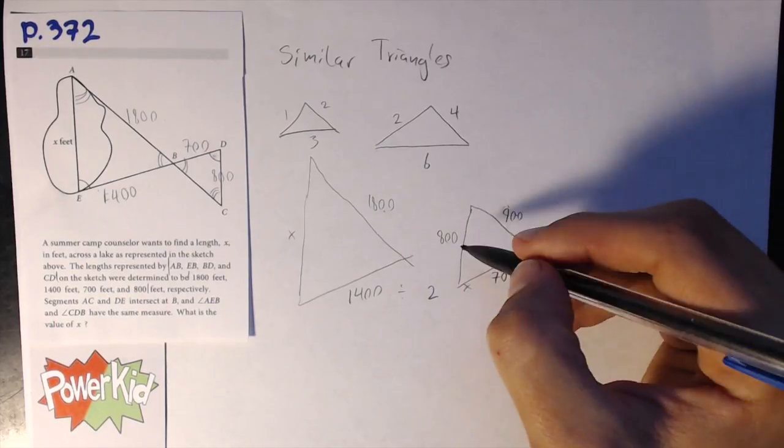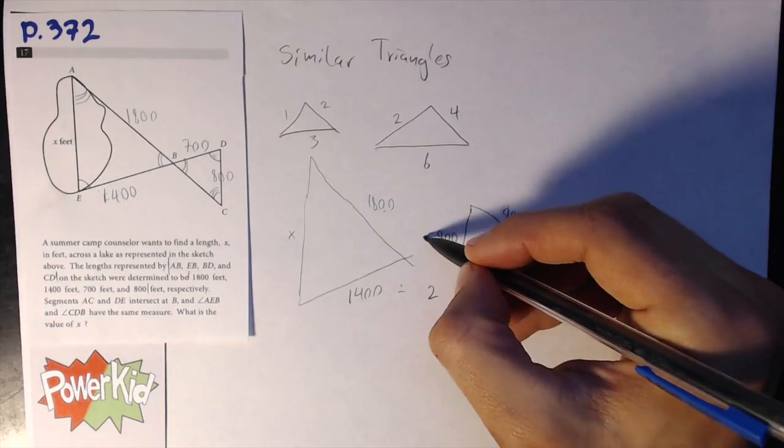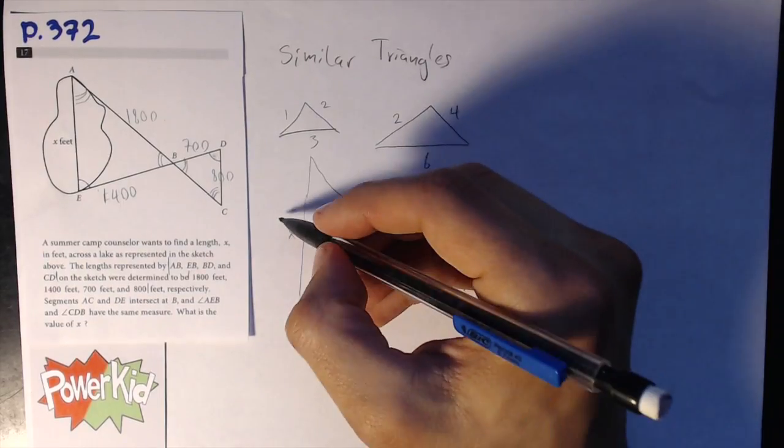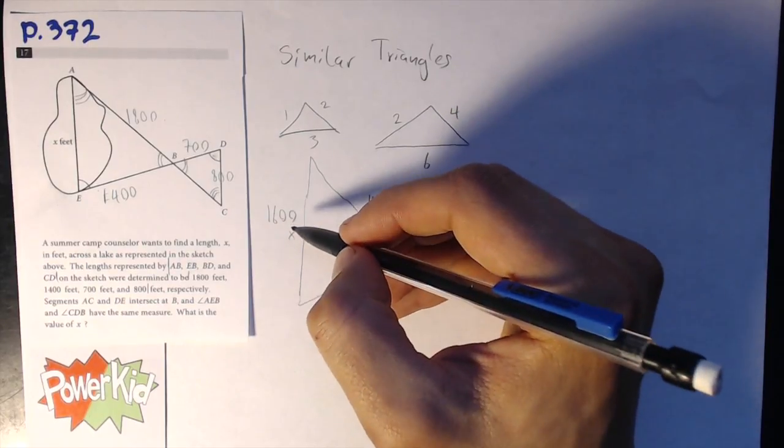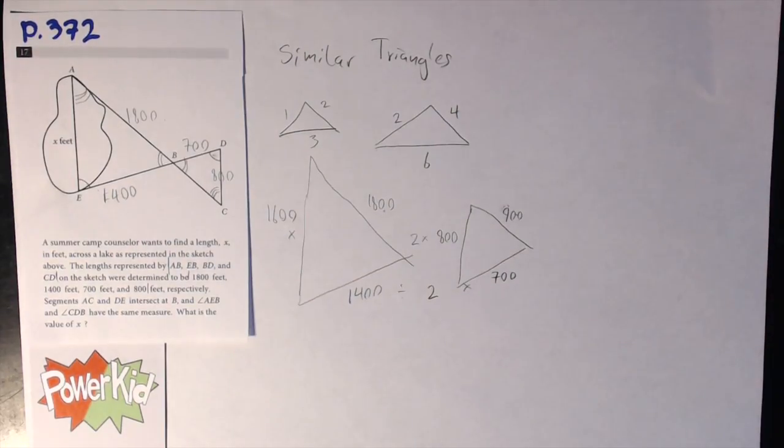And in that case, if this side is 800, you simply multiply that side by 2, and you know that x has to be 1,600 feet long. And that is your answer, 1,600.